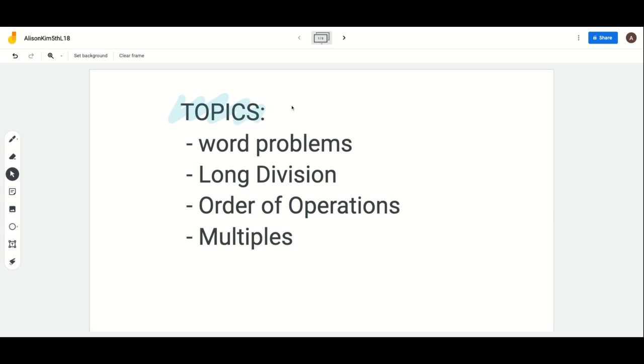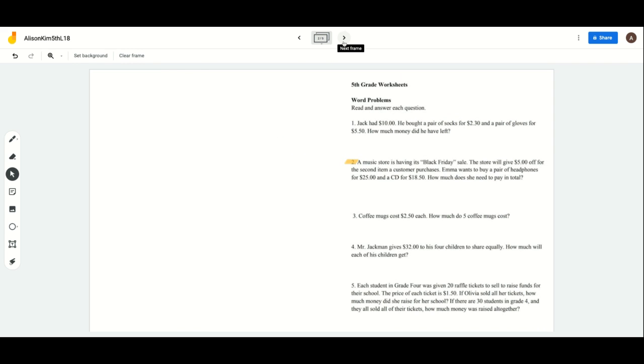Today we're going to learn about word problems, long division, order of operations, and multiples. So let's get started. We're going to start off with word problems. We're going to do number 2 together.